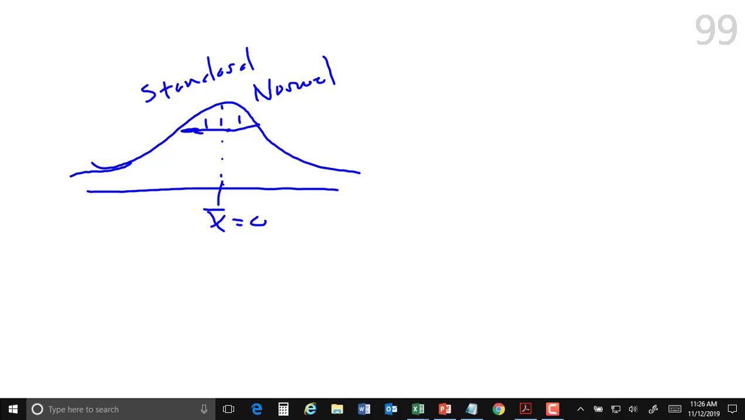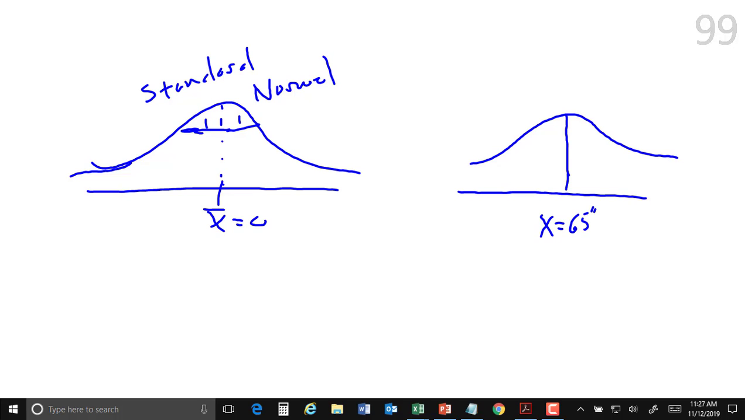So what happens when we have this? We have a distribution of heights. Clearly, it's not going to be an average of 0 height. Let's say we have an average of, say, 65 inches. I'm not sure why I use inches, but let's say we have a standard deviation of 7, okay?